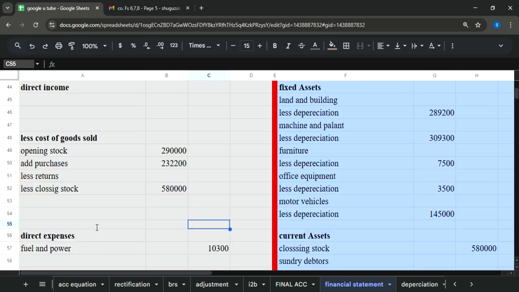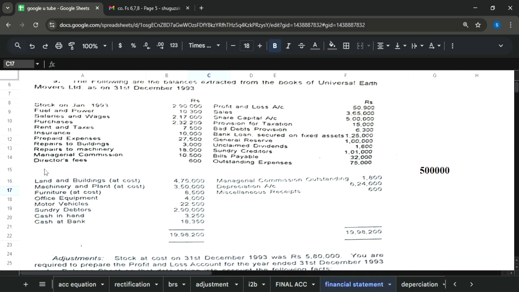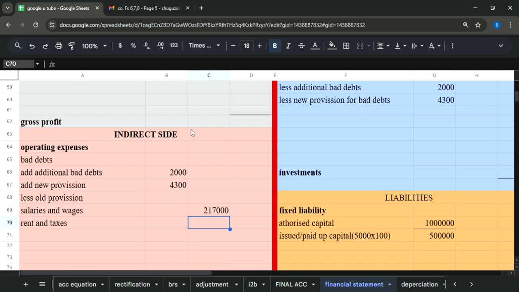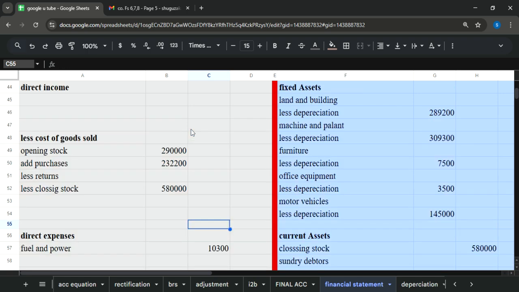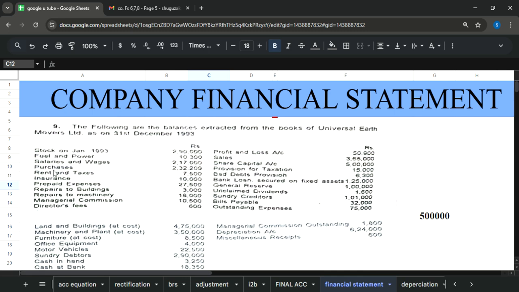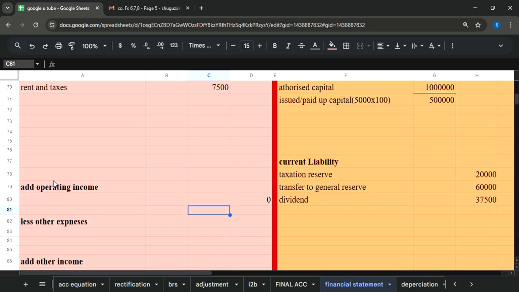Amount of rent and taxes we will see very carefully, that is 7,500. So just post 7,500 in operating expenses. After rent, we have insurance. Again, it's part of operating expenses.